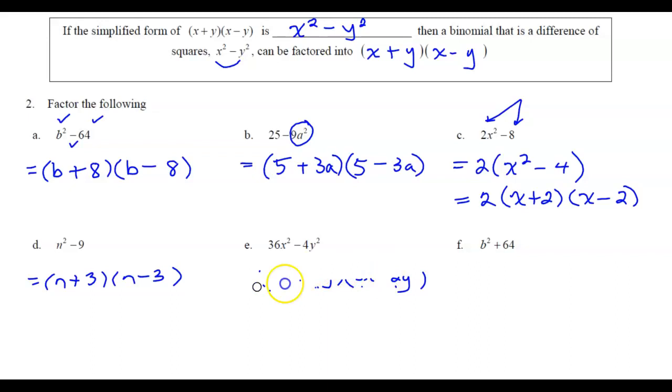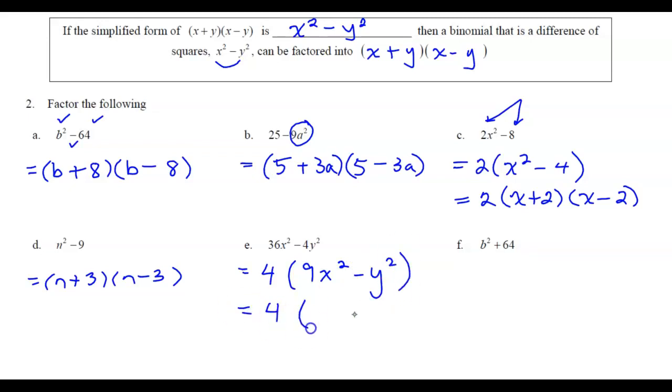I'm going to erase this, and common factor first, what we've been trying to drill into you, right? 4 goes into both. Then divide, what are you left with? 9x squared minus y squared. Now, that's still a difference of squares, but it's in completely factored form once you do it, right? Root of 9x squared is 3x. Root of y squared is y. One has a plus, one has a minus. Okay?